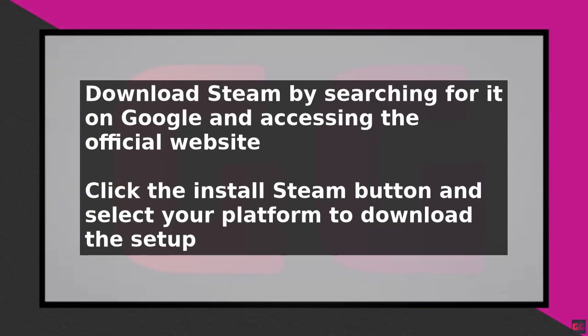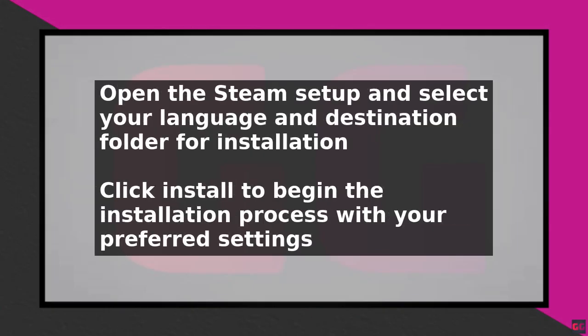On the website, click the "Install Steam" button. Select your platform, and click "Install Steam" again. This will download the Steam setup to your computer. Open the Steam setup, click Next, select your language, and choose a destination folder for the installation. You can leave the default settings or change them if you prefer. Once you've selected your options, click Install to begin the installation process.